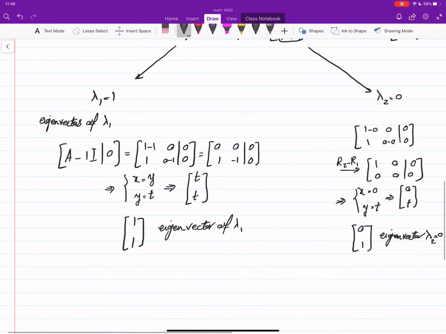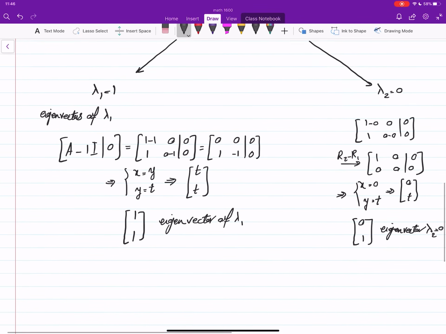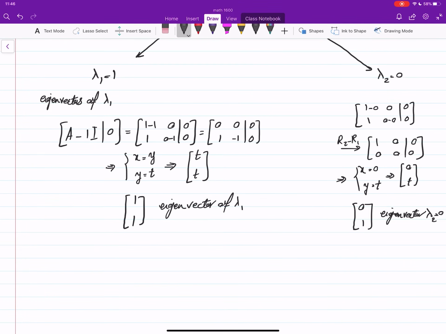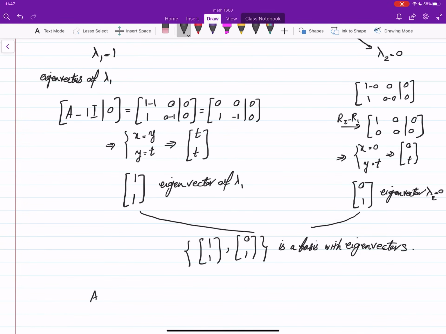Here, we are working with 2 by 2 matrices. Now, the question is, can I form a basis using eigenvectors? It means, can I find 2 vectors which are linearly independent and are both eigenvectors? Yes. You see that 1, 1 and 0, 1 is a basis of eigenvectors. And that is a proof that A is diagonalizable.